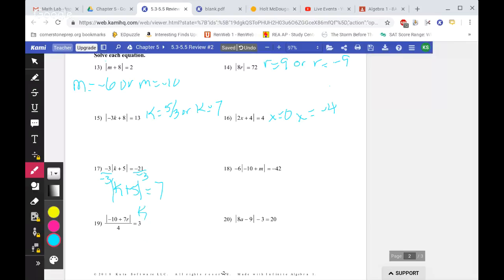So we've got k plus 5 equals 7, or k plus 5 equals -7. We'll subtract 5 from this side to isolate our variable, and we get k equals 2. So for this one, k equals 2, or what do we get on this side? We're going to subtract 5 from both sides here, and that's k equals -12.